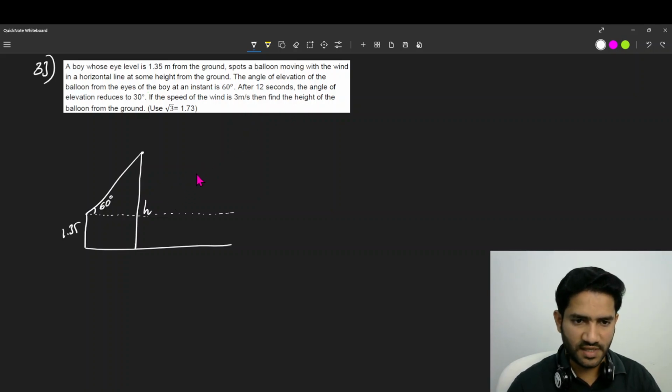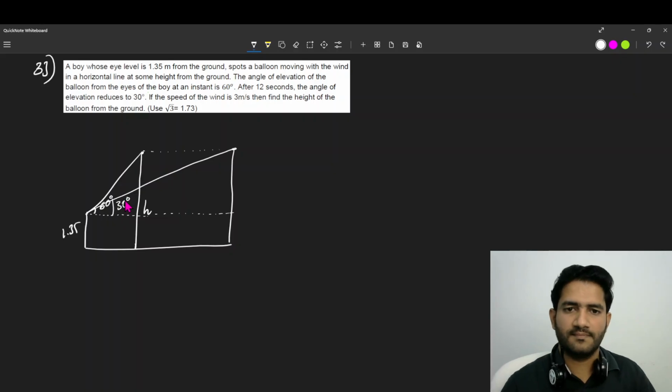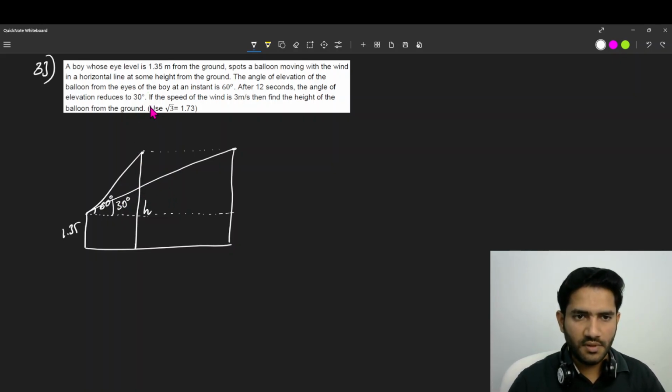So after 12 seconds, the same balloon has an angle of elevation reduced to 30 degrees. If the speed of the wind is 3 meters per second, then find the height of the balloon. That's the question. We want to find the height of the balloon.